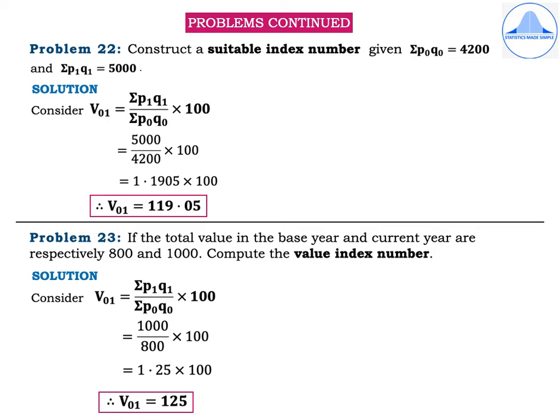Problem 23. If the total value in the base year and current year are respectively 800 and 1000, compute the value index number. Solution. Consider V01, which is equal to summation P1 Q1 by summation P0 Q0 into 100. So total value in the base year means summation P0 Q0, and total value in the current year means summation P1 Q1. So substituting, you will get 1000 divided by 800 into 100, which is equal to 1.25 into 100, or V01 is equal to 125.